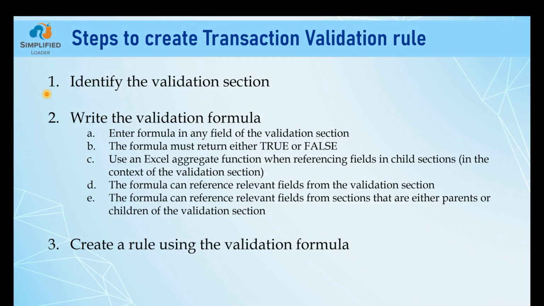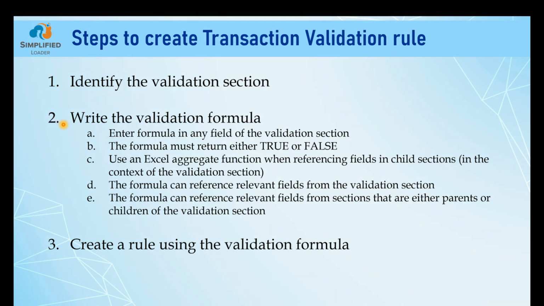Let's review the key steps involved in defining transaction validation rules. The first step is to identify the section where validation should occur. This is important because if a validation applies to a child record, the validation rule will trigger multiple times, depending on the number of child records present within the header. For example, if an invoice contains 5 lines and the validation section is defined as invoice line, Simplified Loader will automatically execute the validation 5 times, once for each line.